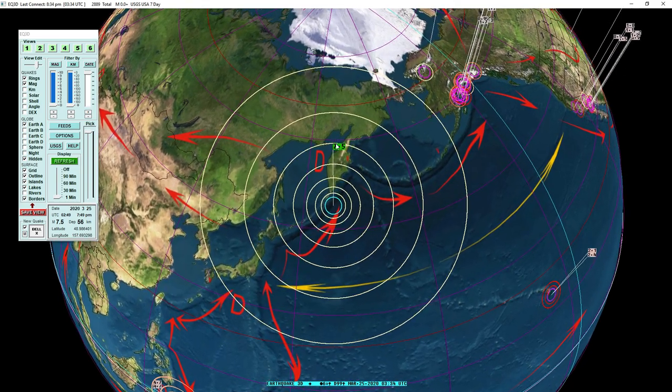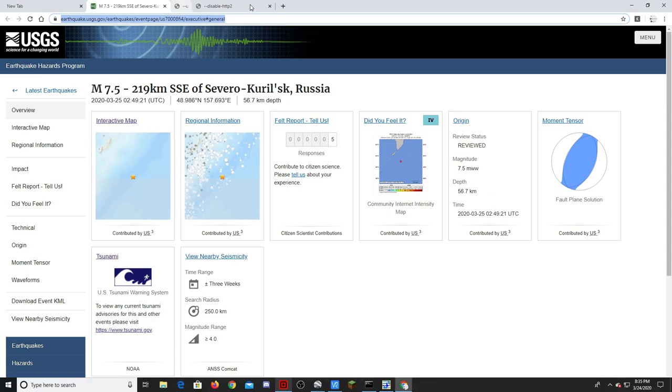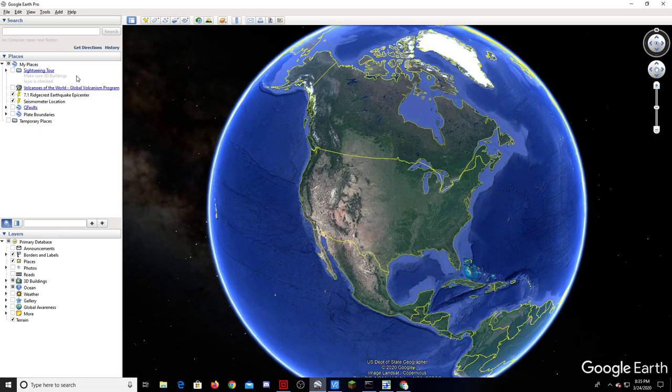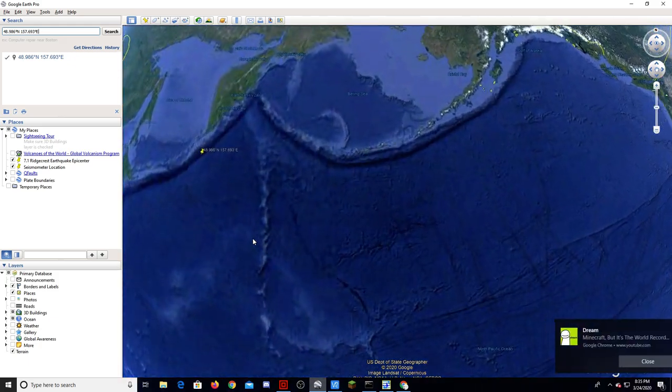Today, we have a very significant 7.5 to strike off the coast of East Russia. Only about 5 felt reports, because it didn't occur in the US or anywhere around it. So USGS is not well known there. Let's pull this up on Google Earth and see which tectonic plate border it occurred on.